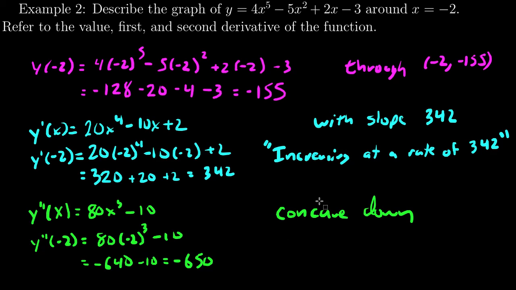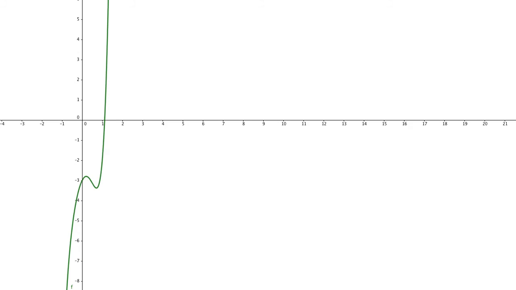Let's look at the graph and see if it actually goes through this point with that incredibly positive slope and is concave down. So in here, here's the graph, and I need to get to negative 2, negative 155. Okay, just scrolling. And, alright, there we have it. Let me actually plot the point. Negative 2, negative 155. And hey, there it is. And we can clearly see, yes, it is incredibly steep here. It's increasing very quickly, so that 342 seems to make sense.